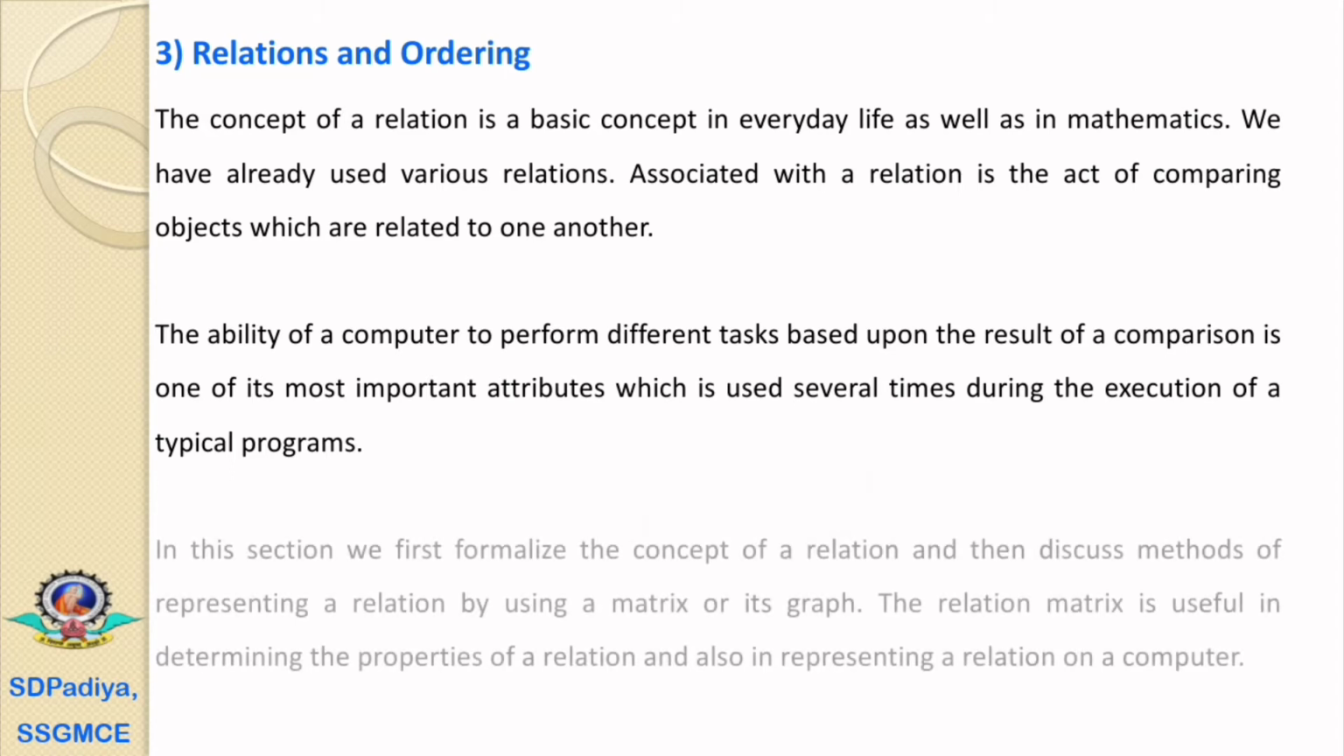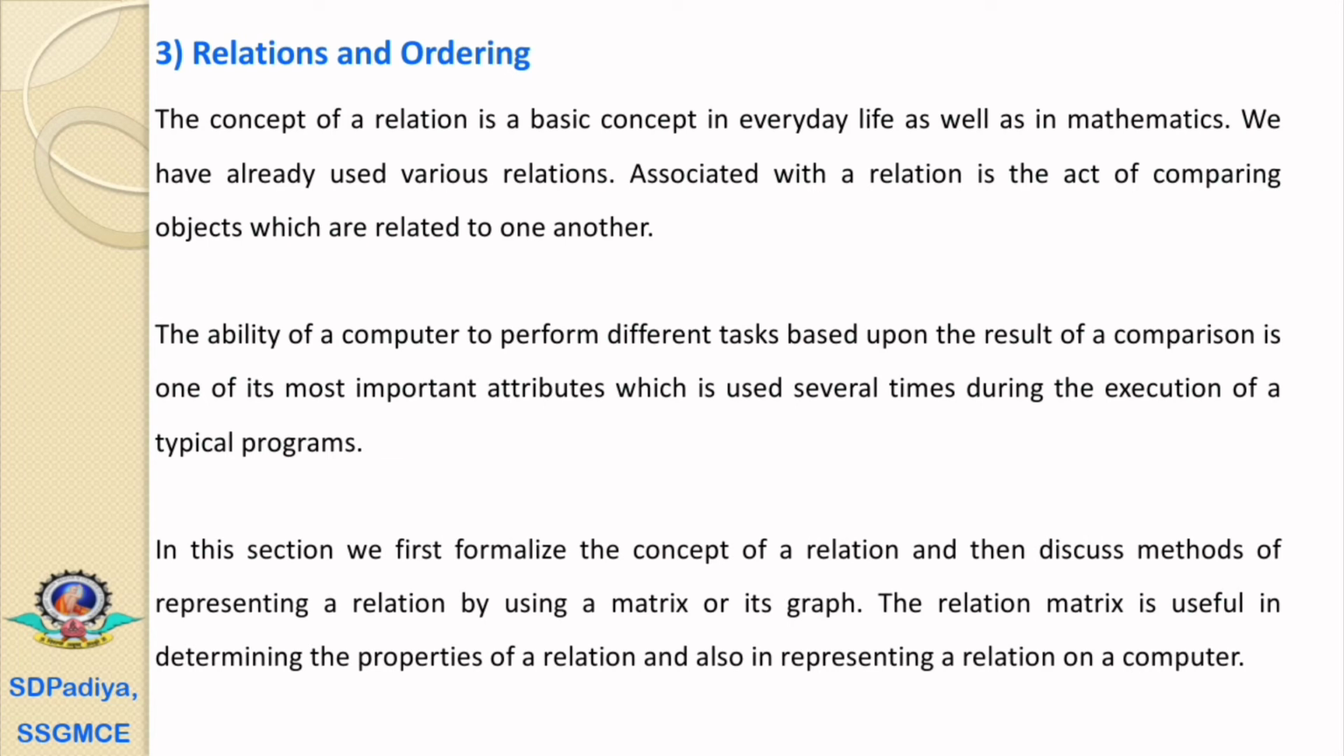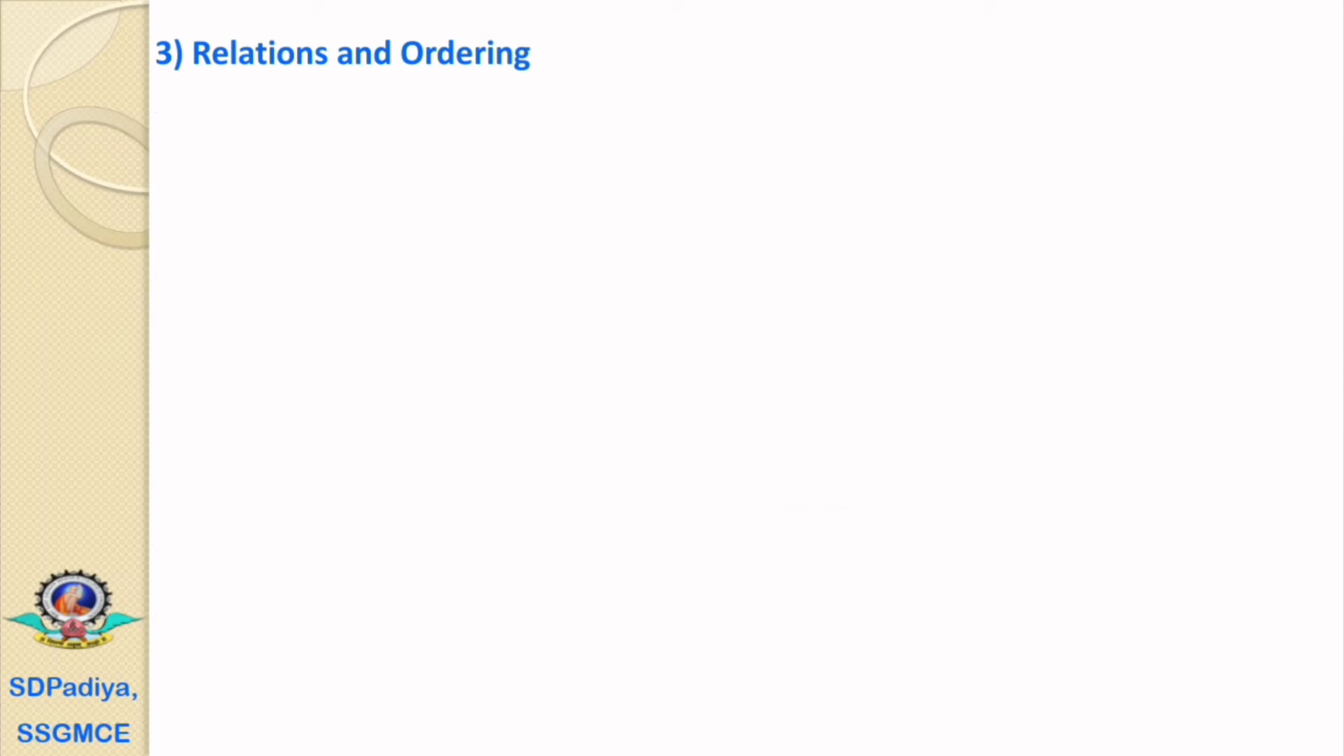In this section, we first formalize the concept of relation and then discuss the method of representing a relation by using a matrix or its graph. The relation matrix is useful in determining the properties of a relation and also in representing a relation on a computer. In our next video, we'll discuss the relation matrix and the properties of binary relations.